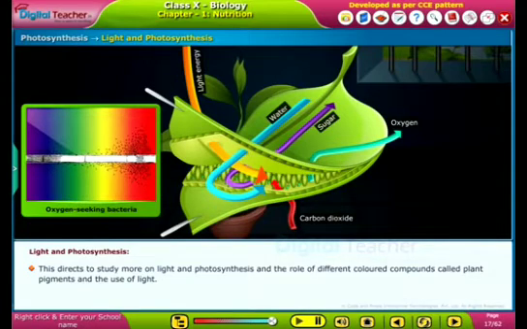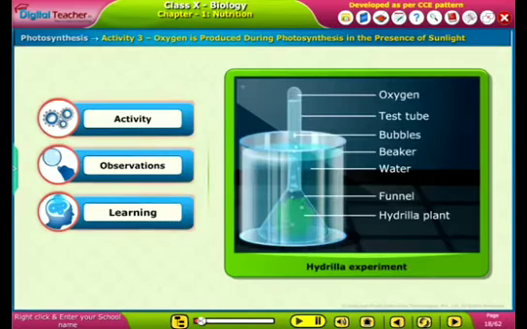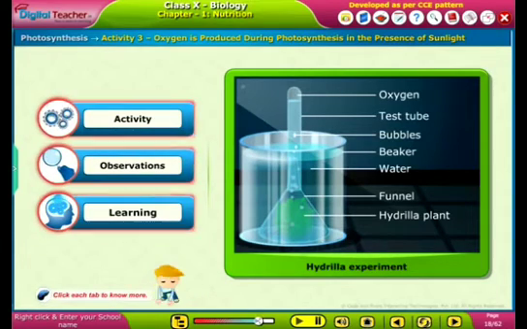Now, let us do an activity to learn about the production of oxygen during photosynthesis in the presence of sunlight. Here, let us perform an activity to understand how oxygen is produced during photosynthesis in the presence of sunlight. Click each tab to know more.